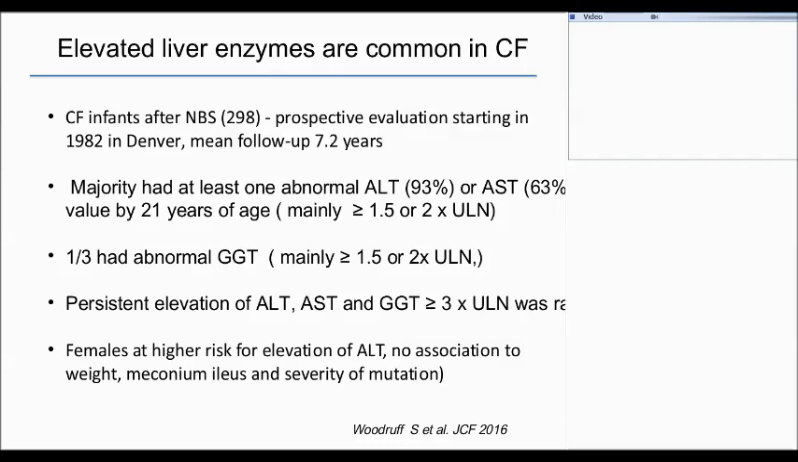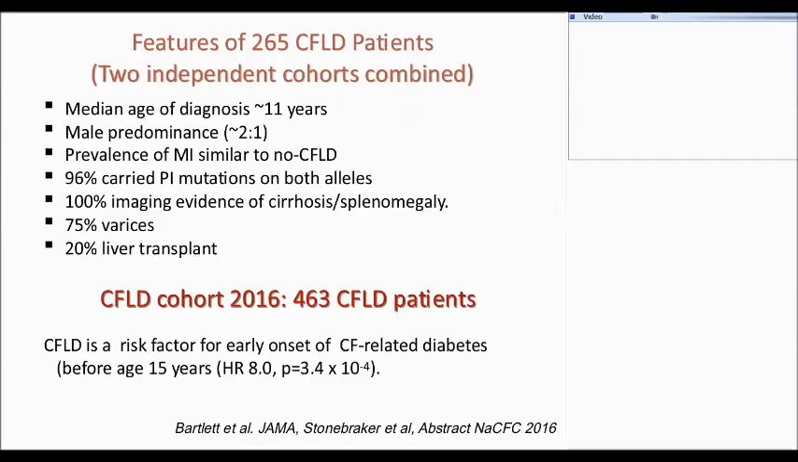They found in their cohort study that females had a higher risk of ALT elevation, but there was no other association to severity of CF disease by weight, meconium ileus, or severity of mutation. The famous study that could put some light into the severity of CF liver disease was actually done by Peter Durie here, who was in a consortium looking at modifier genes that would explain why only 7% of all CF patients develop severe liver disease and the others actually don't.